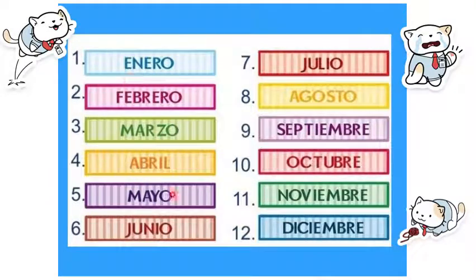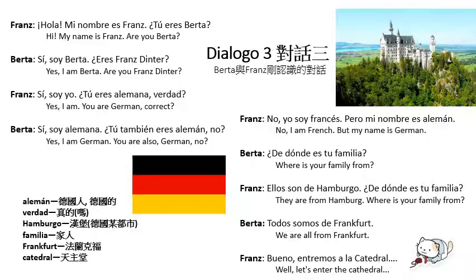All right, and just for extra practice, repeat after me. Enero, febrero, marzo, abril, mayo, junio, julio, agosto, septiembre, octubre, noviembre, diciembre. Okay, that was a review.